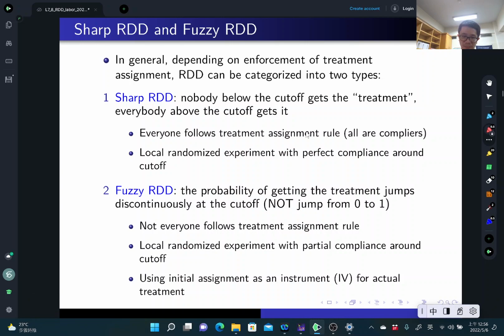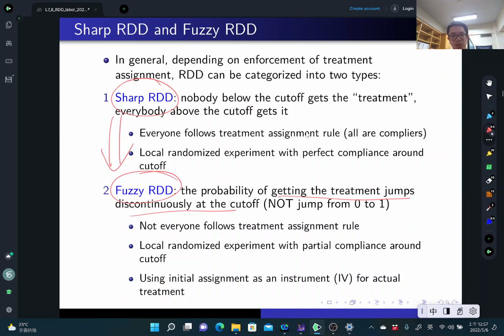There are two types of RD: one is the so-called sharp RD, and another is called fuzzy RD. The difference is that in sharp RD, everyone needs to follow the treatment assignment rule. That means if your assignment value is above the cutoff, you will get treatment for sure. If not, you cannot. Fuzzy RD just says the probability of getting the treatment jumps discontinuously at the cutoff, so it does not jump from 0 to 1. You can consider sharp RD a special case of fuzzy RD.